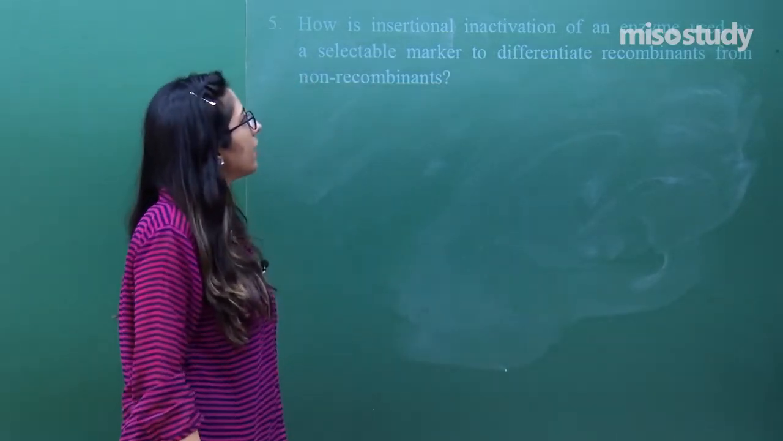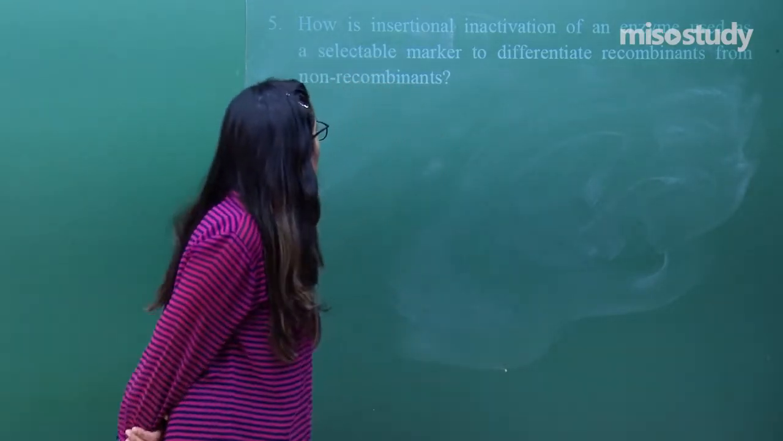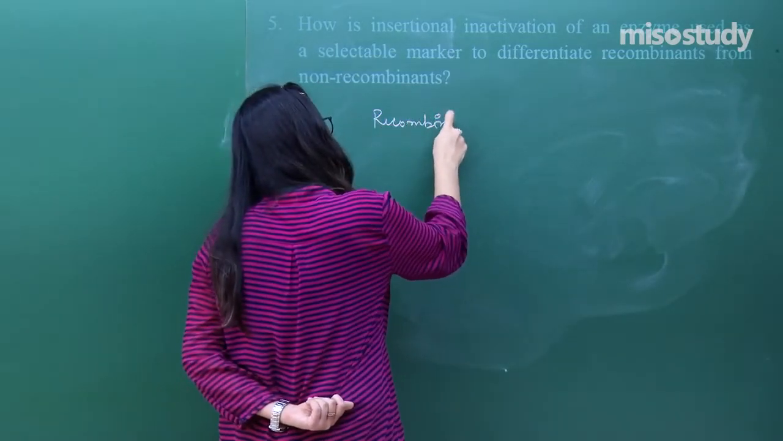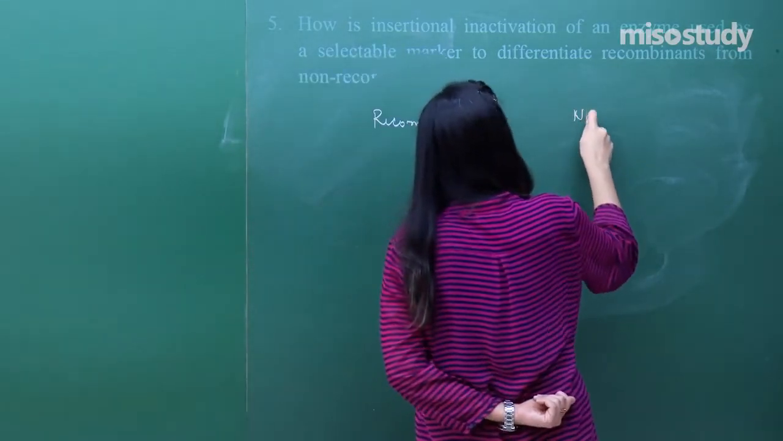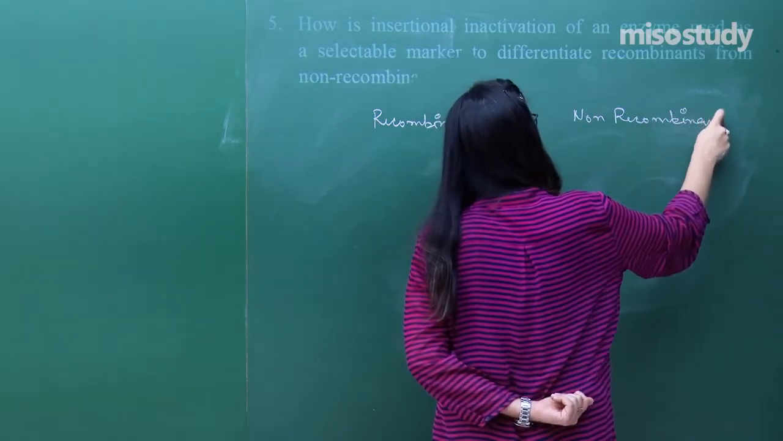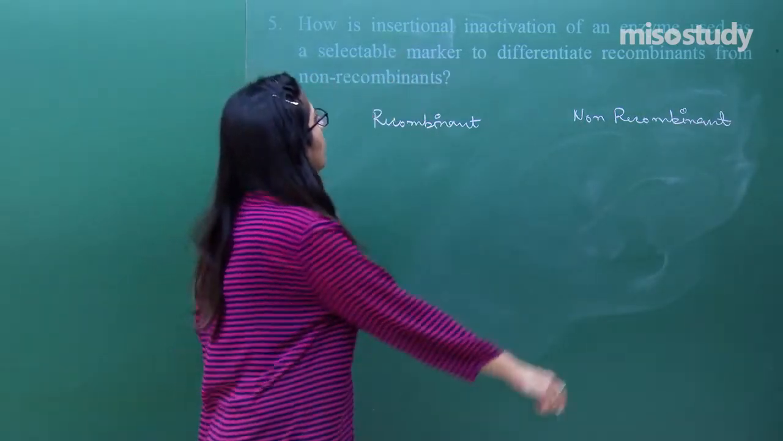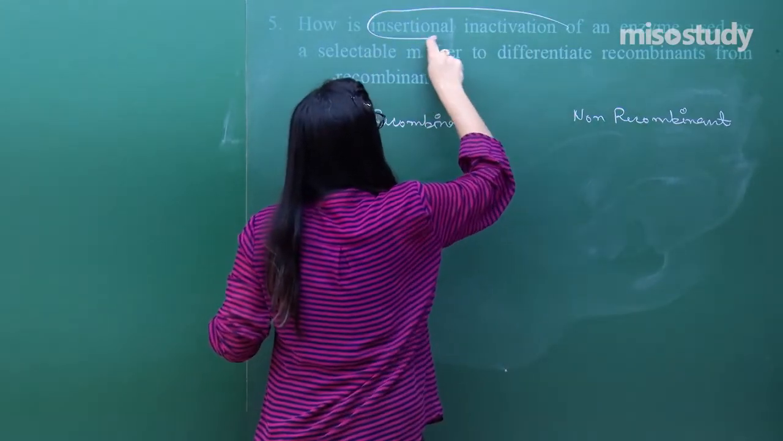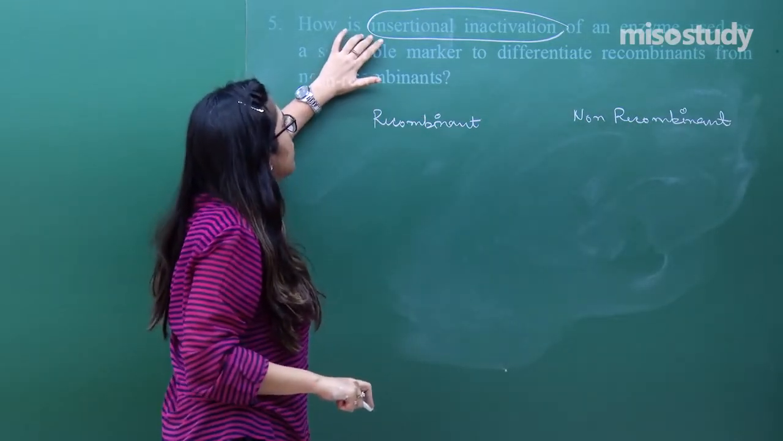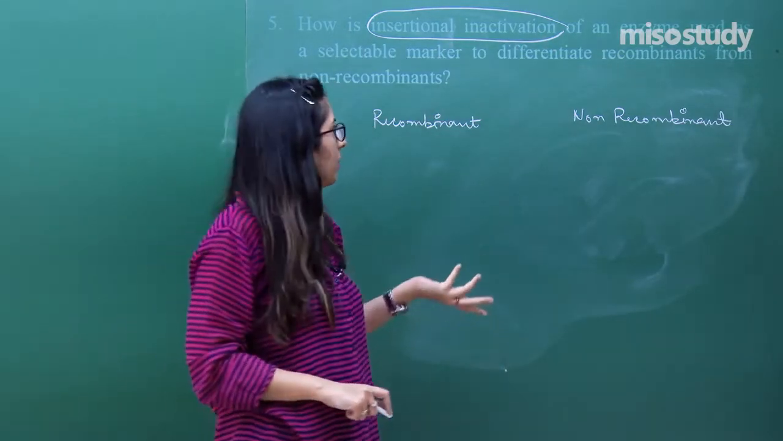How is insertional inactivation of an enzyme used as a selectable marker to differentiate between a recombinant and a non-recombinant? So, we have two cells, suppose recombinant and second is called non-recombinant. If I want to distinguish among the two types of cells, the recombinant and the non-recombinant, we always go for one procedure that is called insertional inactivation. The name itself indicates insertional inactivation. That means something is inserted due to which something is inactivated. This directly means the same.